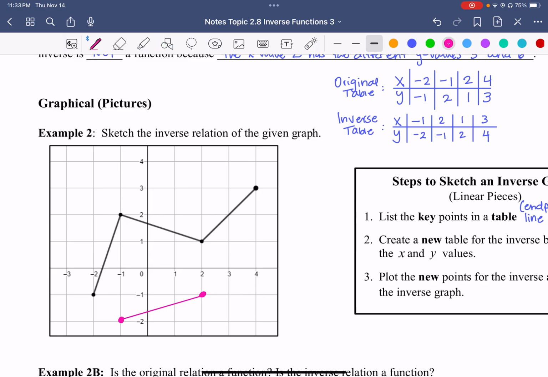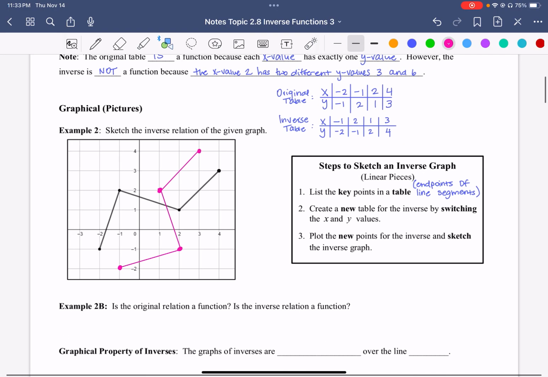Now I'm going to move on to (1, 2). I have 2 more points that I can connect. So I'm going to bring these together. And then the last one is (3, 4), which I can then connect here. Okay, so there is the graph.